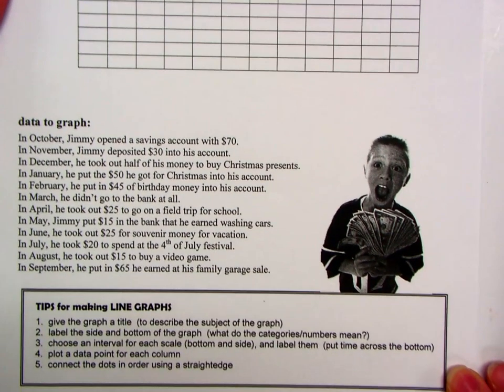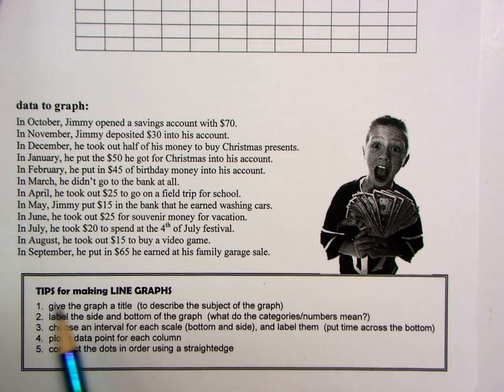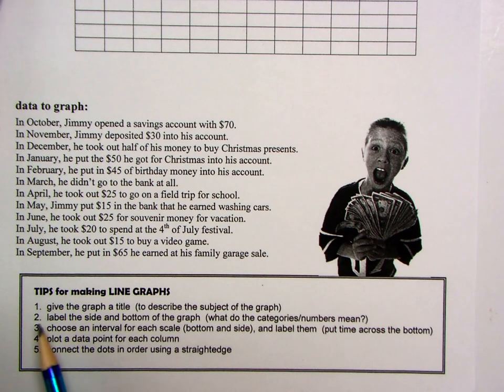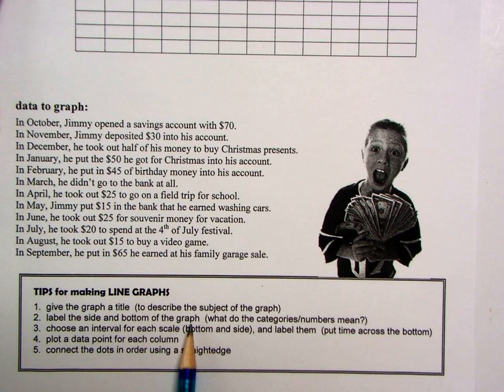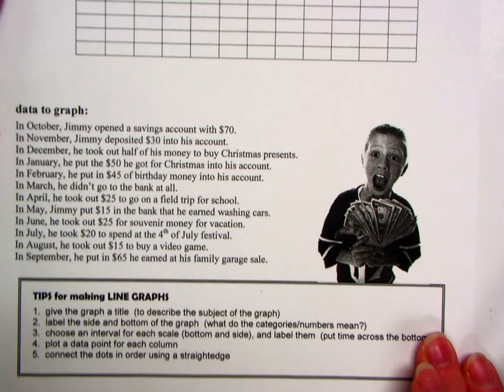And we're going to actually start at the bottom of the page where it says Tips for Making Line Graphs. Give the graph a title to describe the subject of the graph. Label the side and bottom of the graph. What do the categories or numbers mean? Choose an interval for each scale, bottom and side, and label them. Put time across the bottom. Plot a data point for each column and connect the dots in order using a straight edge. That's what we're going to use our ruler for.